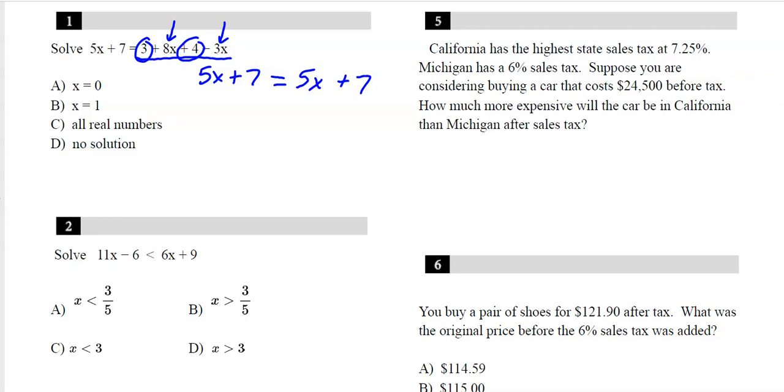And if I were to subtract the 5x from both sides, and take 7 away from both sides, eventually you'll get down to 0 equals 0, but you don't have to go that far. Once you see that both sides are equal, that is called the identity. And what that means is that any x you plug in there is going to work. It's always going to be equal to each other regardless of what x is substituted in. So the answer is C, all real numbers.